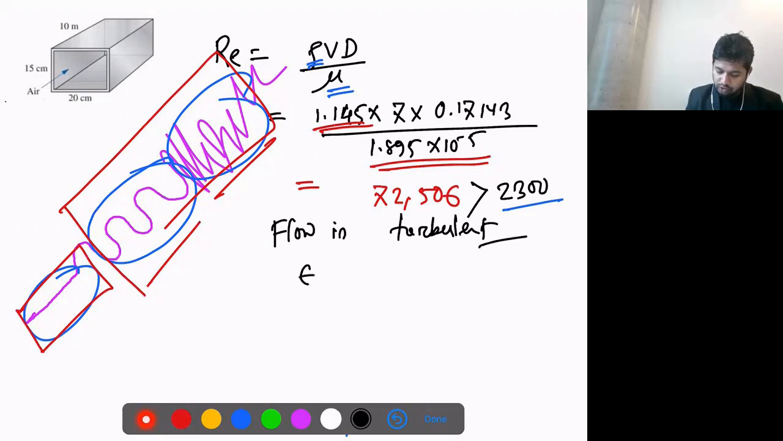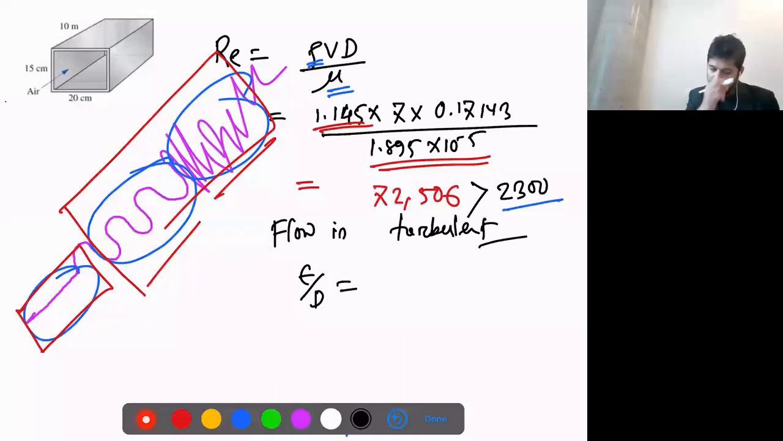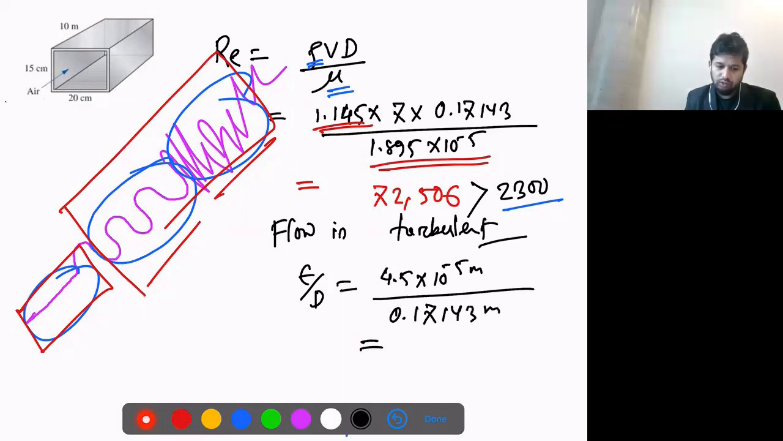Now epsilon over D. When we have the Reynolds number, then we need epsilon over D, the relative roughness. For this problem we are using commercial steel. For commercial steel, the roughness from the table I showed you earlier is 4.5 times 10 to the power minus 5 meter. Our diameter is 0.1743 meter. So this epsilon over D value will be 2.625 times 10 to the power minus 4.